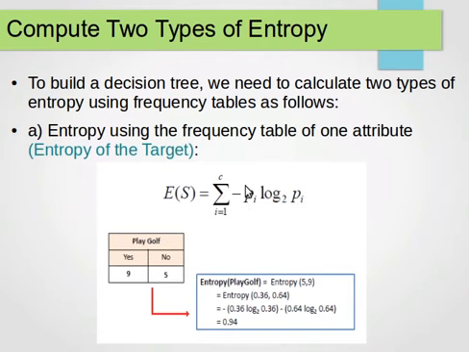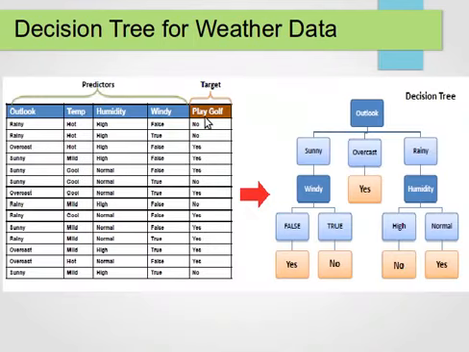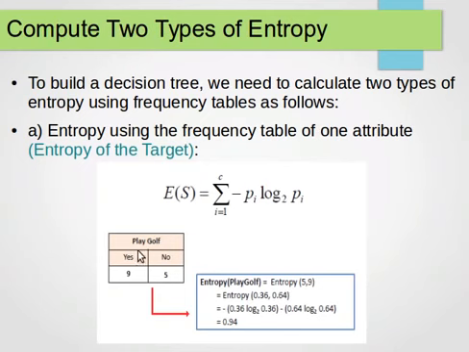If we remember our weather data from here, for our class we have 14 instances and we have 5 no's and 9 yeses. Now we compute the entropy of our target, of our class, regardless of the attributes. In the frequency table for the class, for play golf, which is our target, we have 9 yeses and 5 no's. Entropy of play golf is the entropy of 5 and 9, no and yes.